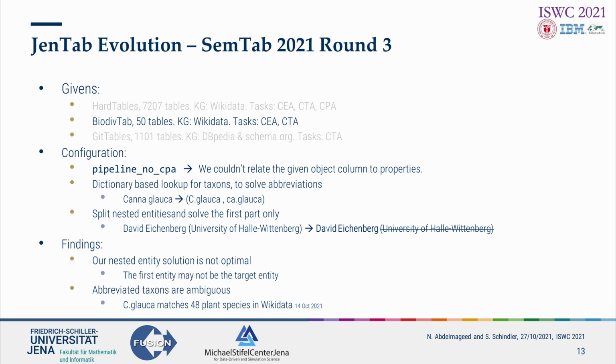We have found interesting characteristics about such dataset. For example, a cell might contain nested entities like a researcher and the research institution combined. For this case, we have tried to split the cell and focus only on the first part. Another issue is about the abbreviations of taxon names. For this case, we have implemented a dictionary-based lookup for the abbreviated taxons.